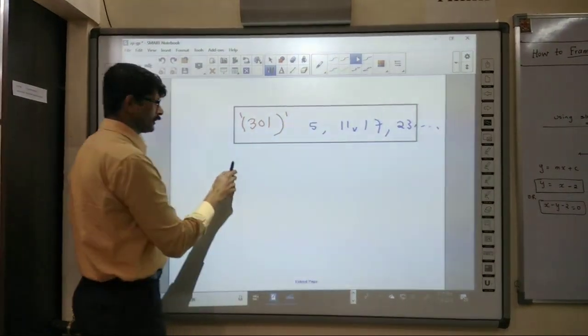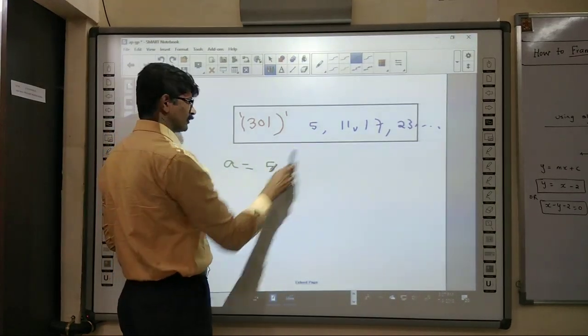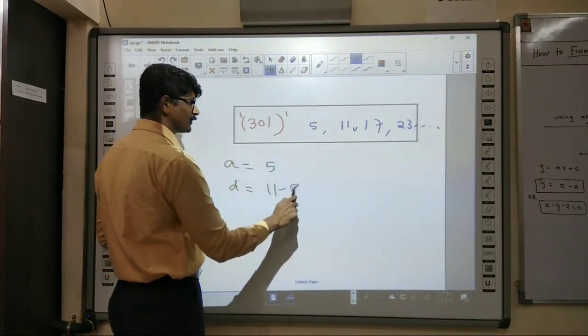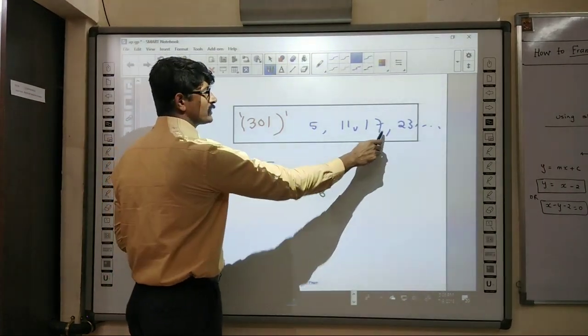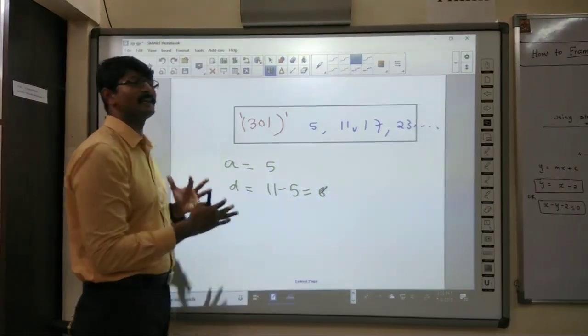So in this case a is 5. Generally a is nothing but the first term. And d is nothing but the common difference. So 11 minus 5 is 6. Check it out, 17 minus 11 is also 6. 23 minus 17 is also 6. So it is an AP.